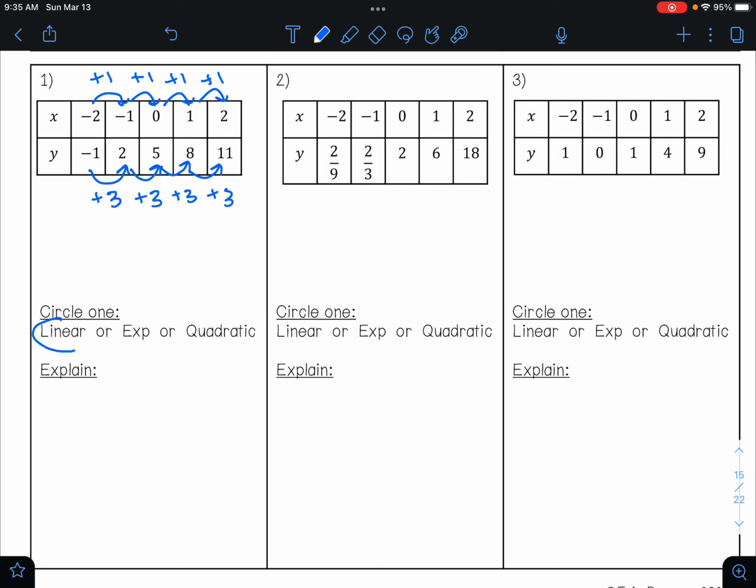This is linear because we have a common ratio. Or not common ratio, common difference. Here we're adding 3 every time. The pattern is addition. So this is linear because the pattern is addition, meaning we have a common difference.